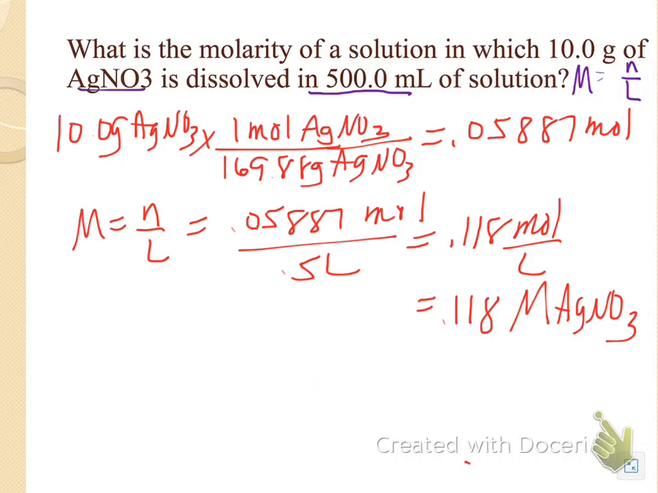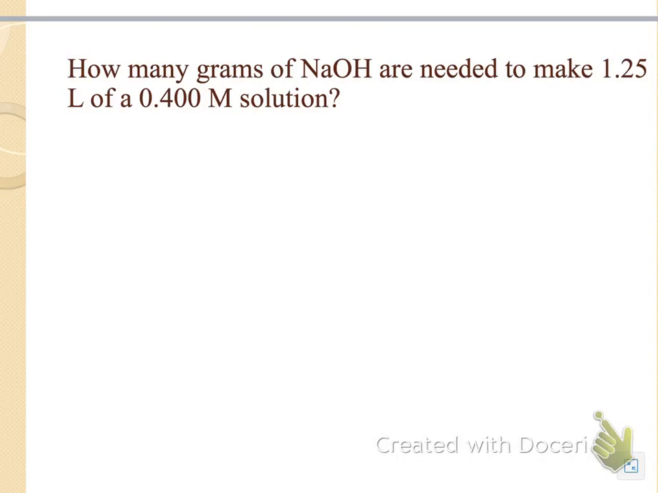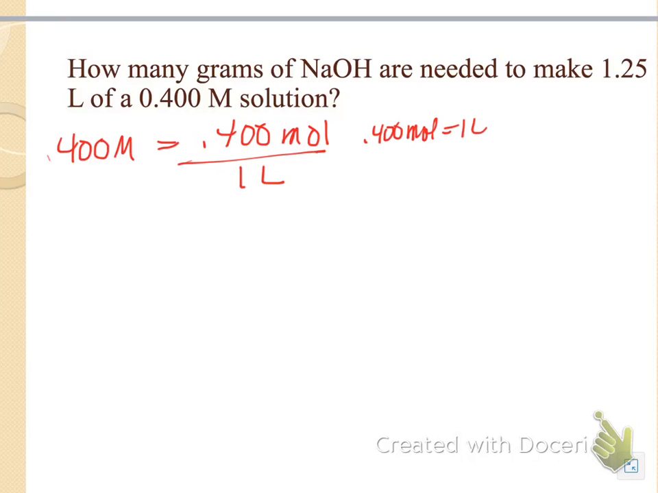Okay. Let's do one more. How many grams of sodium hydroxide are needed to make 1.25 liters of a 0.400 molar solution? Now you could do these problems completely with stoich, because if I have a 0.4 molar solution, what that tells me is I have 0.4 moles of solute over 1 liter of solution. So I can also use it as an equality and use it as a factor in my stoich. So the given here is I'm trying to make 1.25 liters. So that's what I'm going to start with, 1.25 liters.